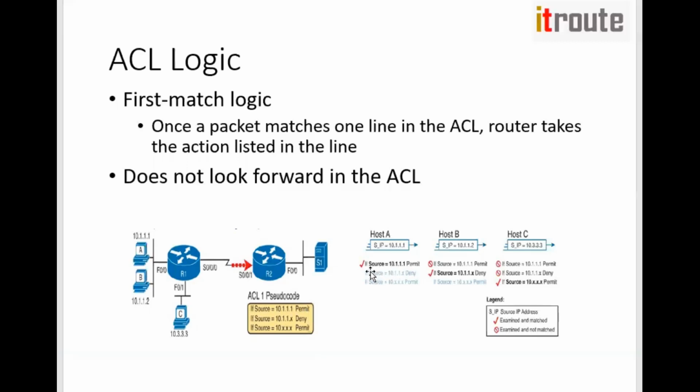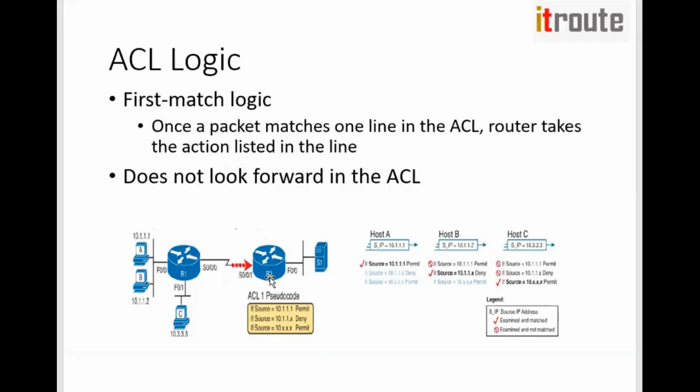First line is saying if source is 10.1.1, you permit. So if the router matches this line, it will take the decision based on that information. It will not check the second and third lines. Then if another traffic comes in, the router will check the first line, which is not matching, then check the second line, which is matching. So it will take the decision based on this second line. So it will not check the third line.